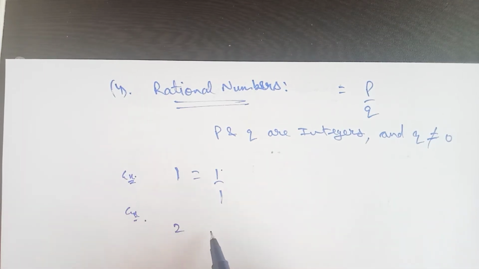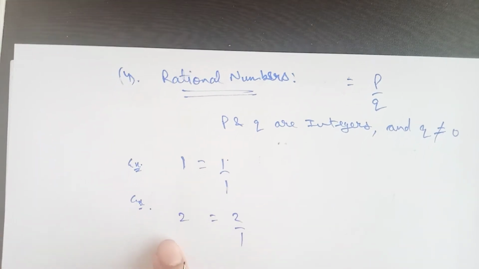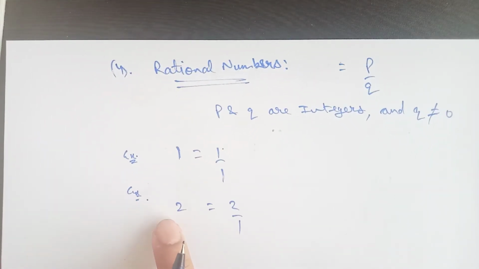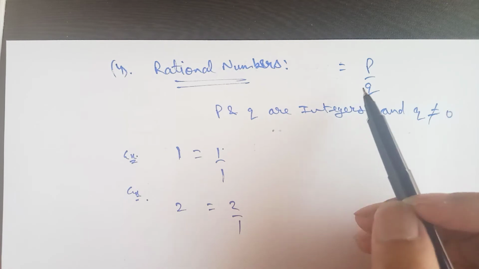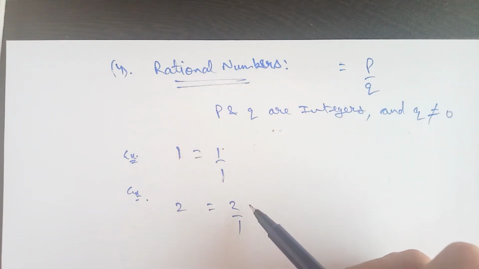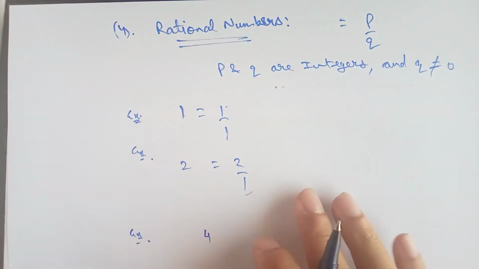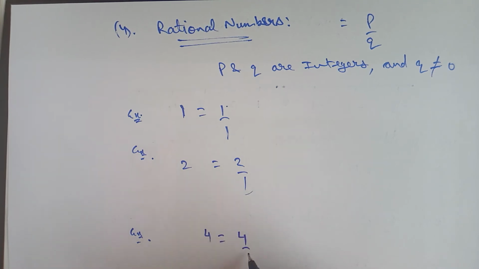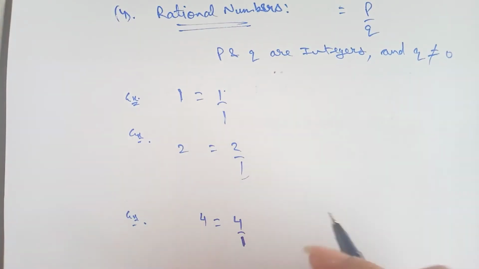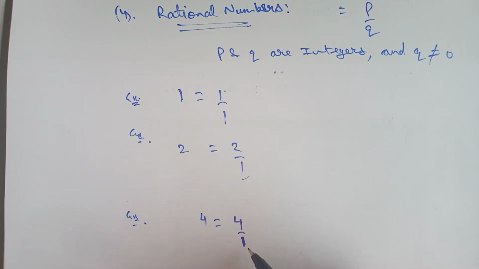Another example, let's say 2. I can write 2 as 2 by 1. Now 2 is a natural number, a whole number, an integer, and I can write 2 as 2 by 1, in the form of p by q. Here p is 2 and q is 1. Both are integers and q is not equal to 0. So yes, it is a rational number also. Another example, let us take 4. Again, I can write 4 as 4 by 1. So 4 is an integer, q is 1, which is also an integer. Then this ratio is 4, and this has to be a rational number.